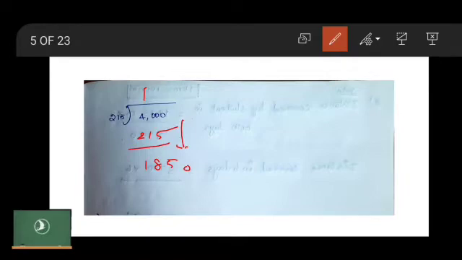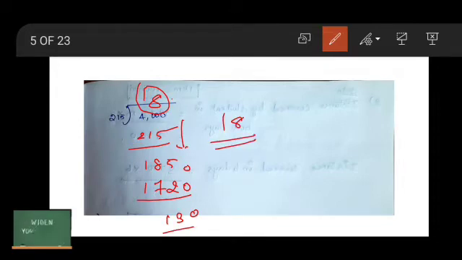So we get 1850. 215 into 8 gives 1720. We get 130. Here one decimal point is added. We need not take the decimal part, so we are going to keep the remainder as it is. 18 such shirts can be stitched from 4000 centimeter of cloth.